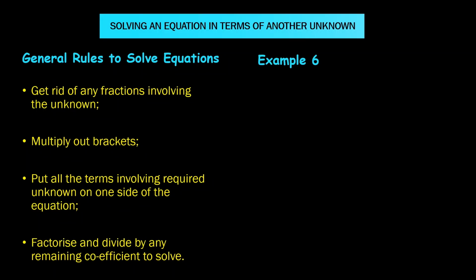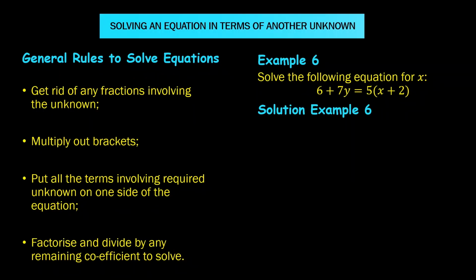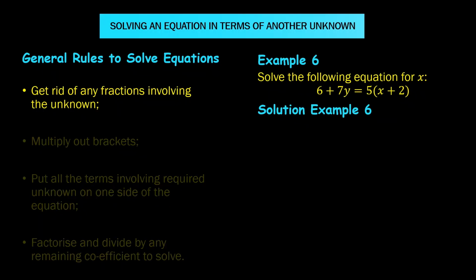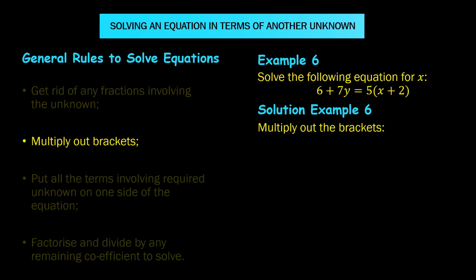We're required to solve this equation for x. First, let's get rid of any fractions involving the unknown. Since this doesn't apply to this example, we don't need to worry about this step. Next, multiply out the brackets. So this does apply to this example, and we have 6 plus 7y equals 5x plus 10. We've multiplied out 5 times (x plus 2).